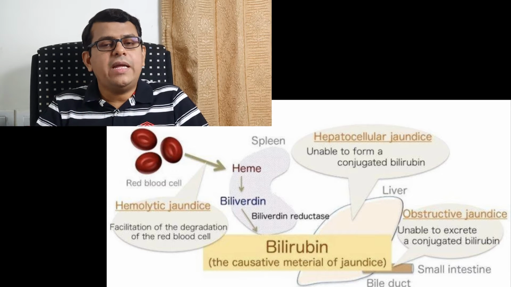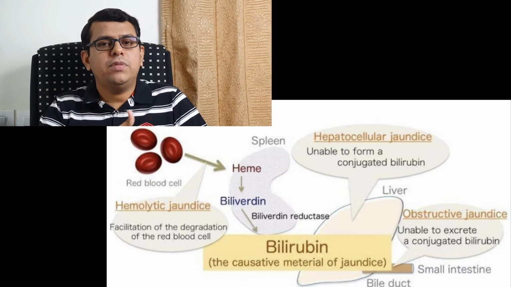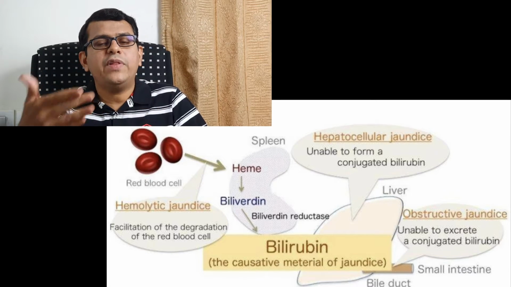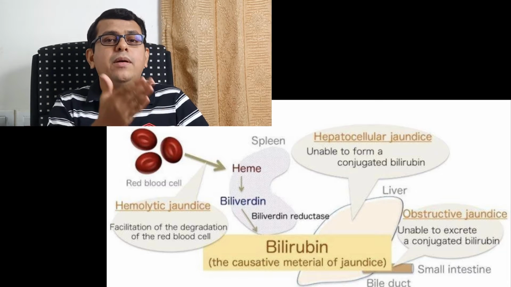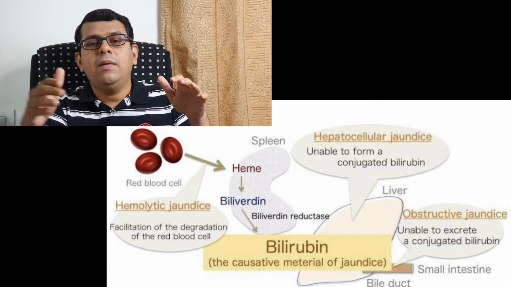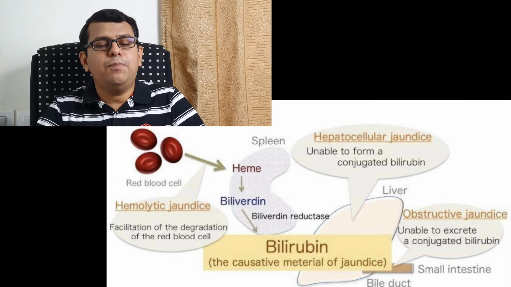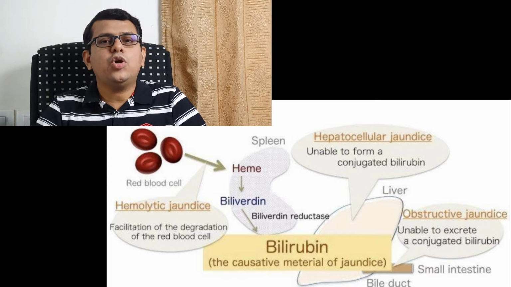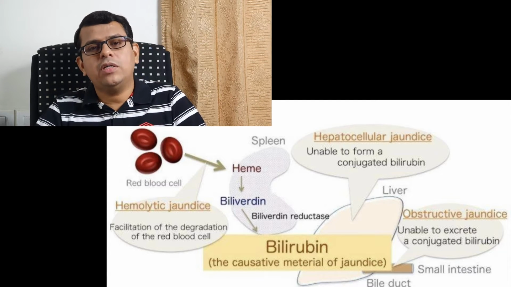The third type is when you have a block of bile flow, because bilirubin is excreted along with bile. Due to the blockage, the liver is normal and RBCs are normal, but the excretory tract where it is excreted is blocked. This can result in cholestatic jaundice. So there are three types of jaundice.